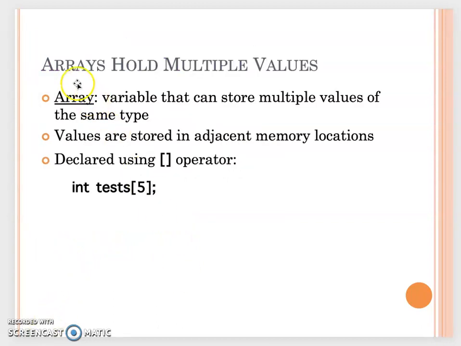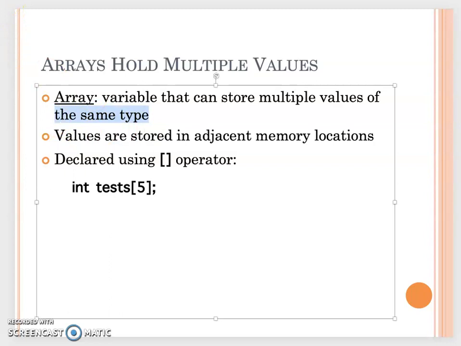First thing, let's see what arrays are and how an array can hold multiple values. An array is a variable that can store multiple values of the same type. One thing you need to be careful about is that we say an array can store multiple values, but each array can only choose one data type to store.